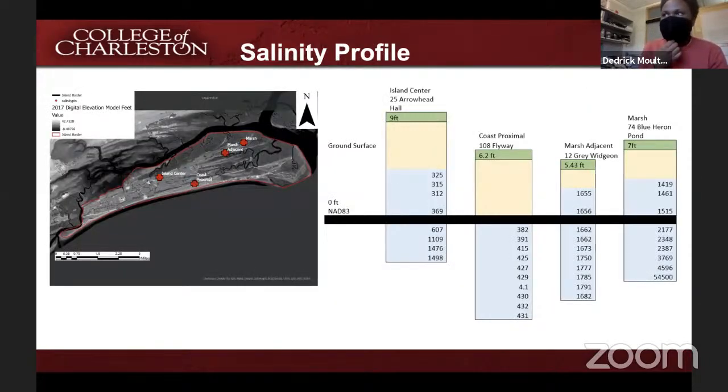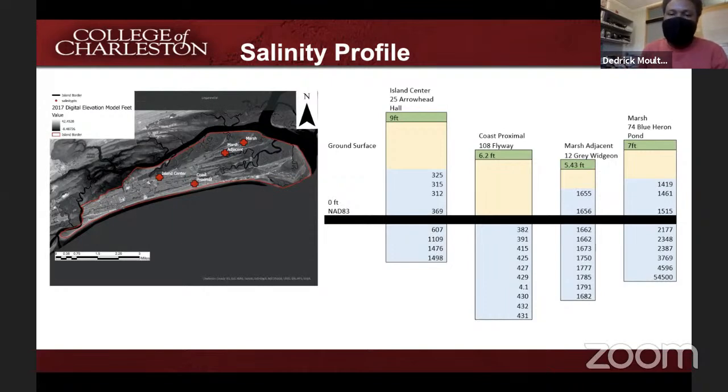And I wanted to further study the salinity profile. So what I did was I went out to a variety of wells throughout the region and tried to pick out ones that I thought were representative of the wells in their area. So I picked around the center of the island, a well close to the coast, as well as a well near the marsh and one that's within it, and seeing what levels of salinity we're seeing.